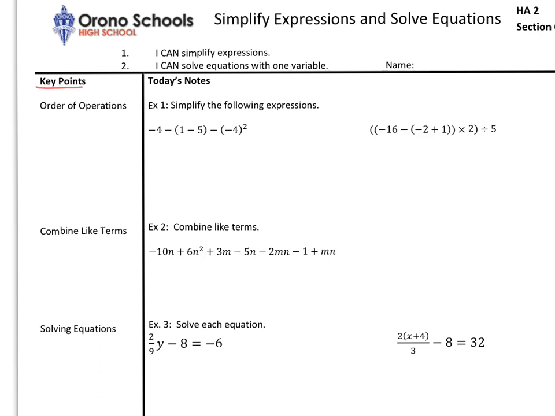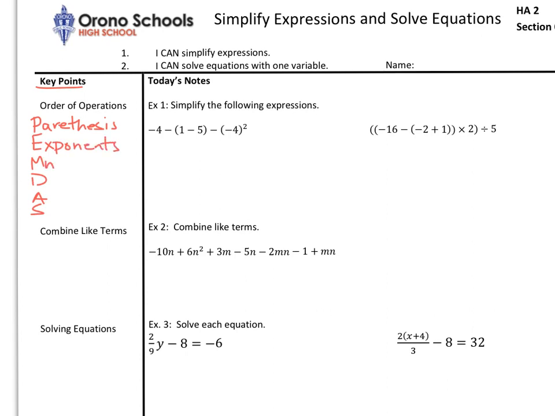Order of operations. The order of operations is used to simplify expressions. You may have heard the mnemonic device PEMDAS, P-E-M-D-A-S. P stands for anything that's in parentheses, so you always want to work inside out. Then you'd follow by anything that has an exponent.